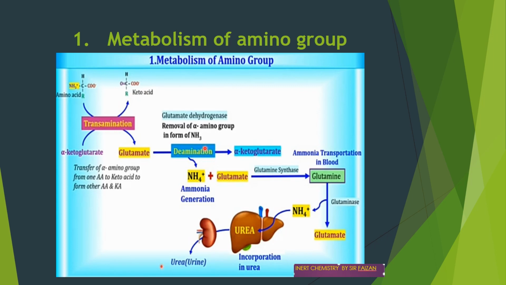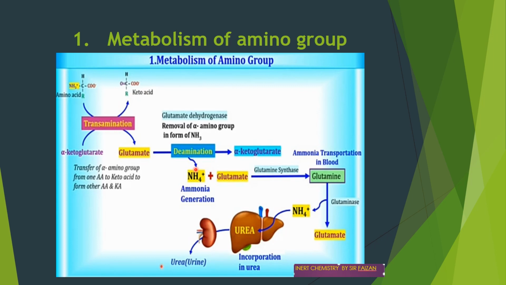Deamination is of two types, oxidative deamination and non-oxidative deamination. During oxidative deamination, deamination is coupled with oxidation. For example, the nitrogen atom present in glutamate is converted to ammonium ion during oxidative deamination.